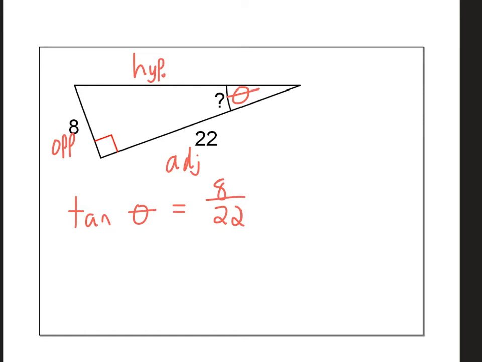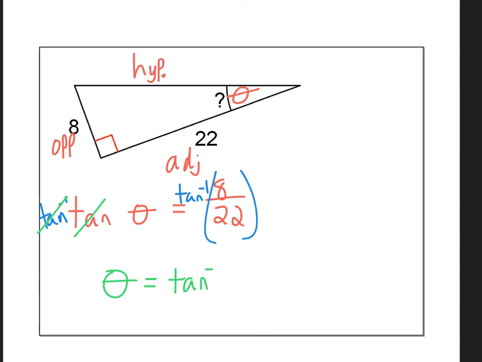So we need to get rid of tangent. And this is not like something, it's not tangent times theta. We can't divide by tangent because we don't know the angle anyways. But what you can do, there's an inverse function on your calculator. Inverse looks like a little -1 exponent. And we can take the inverse tangent of both sides. And what ends up happening is that inverse tangent cancels out tangent. So you're just left with theta equals tangent inverse of 8 over 22.